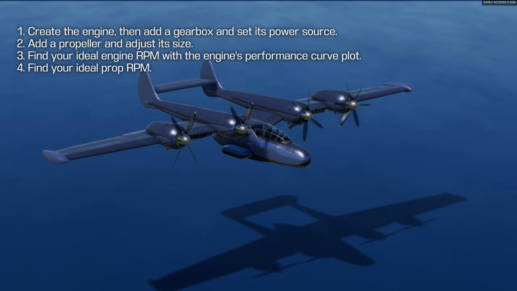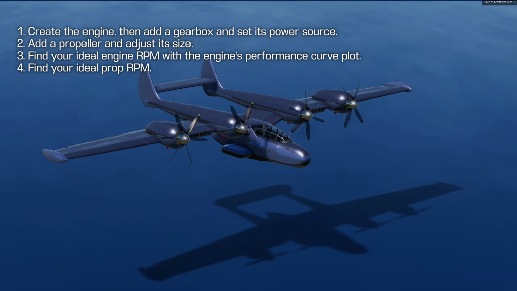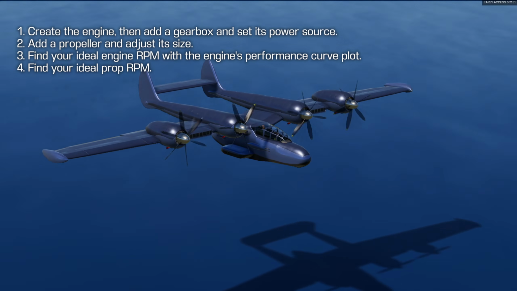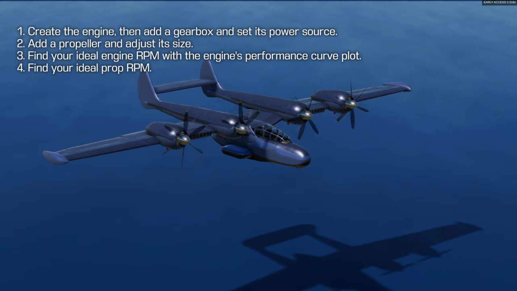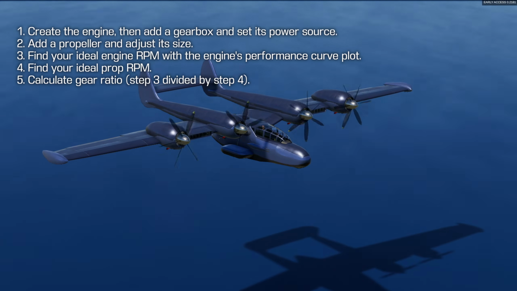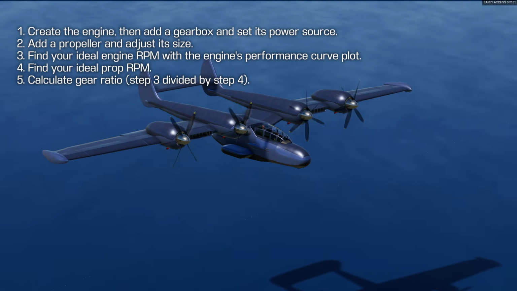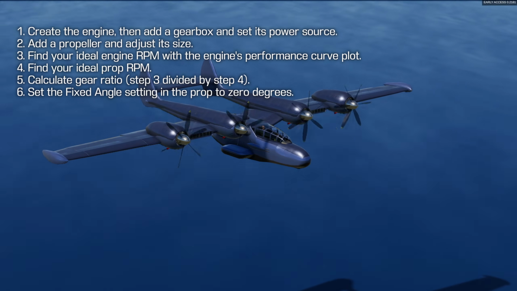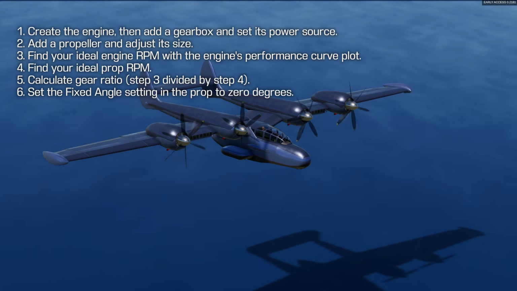4. Using the prop Mach calculator I've linked, enter the propeller's diameter and altitude and speed that you will be flying at. Change the RPM until the tip Mach number is around 0.8 to 0.9. 5. Divide the engine RPM that you obtained by the number obtained in step 4, and set the gearbox's gear ratio to this number. 6. Set the fixed angle in the prop to 0 from 35 degrees.